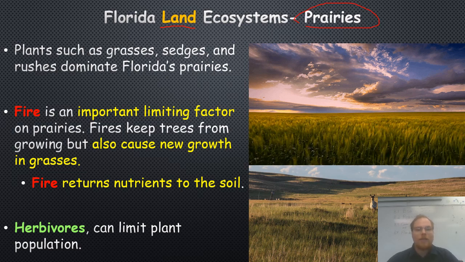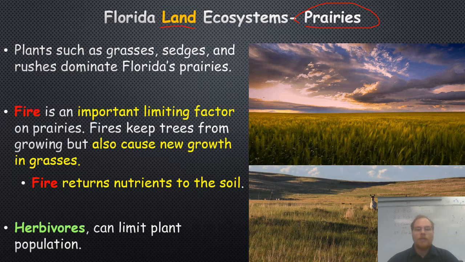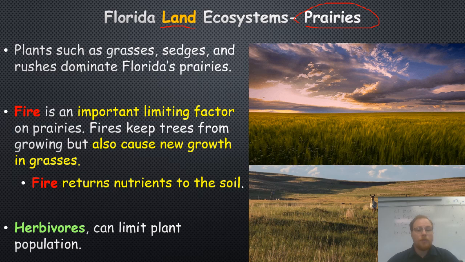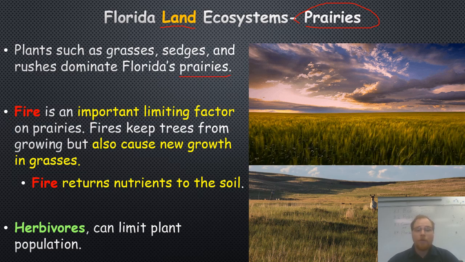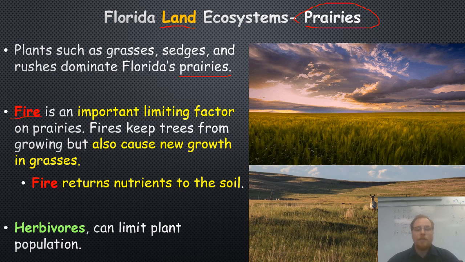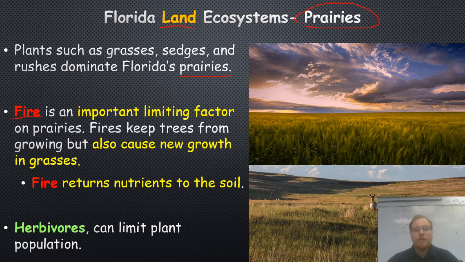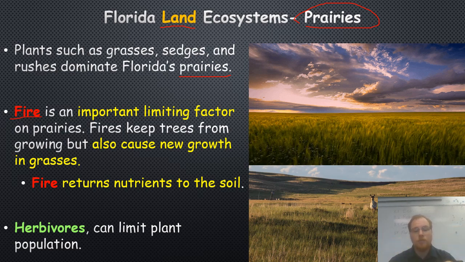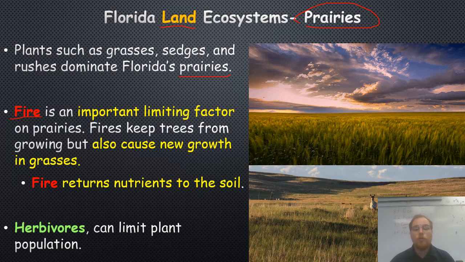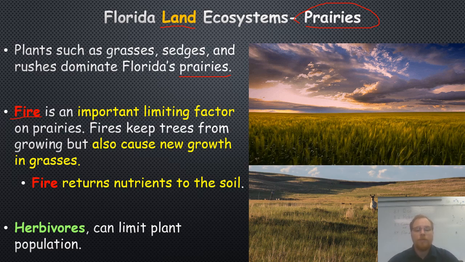Prairies are any kind of grassland that dominates in a flat or hilly area. And prairies aren't just in Florida, they're all over the world. But a limiting factor is actually fire. It's really important because it keeps down tree growth, but it also causes new growth for grasses. Because whenever fire burns the grasses, decomposers return the nutrients back into the soil, and it causes new life for the prairies.